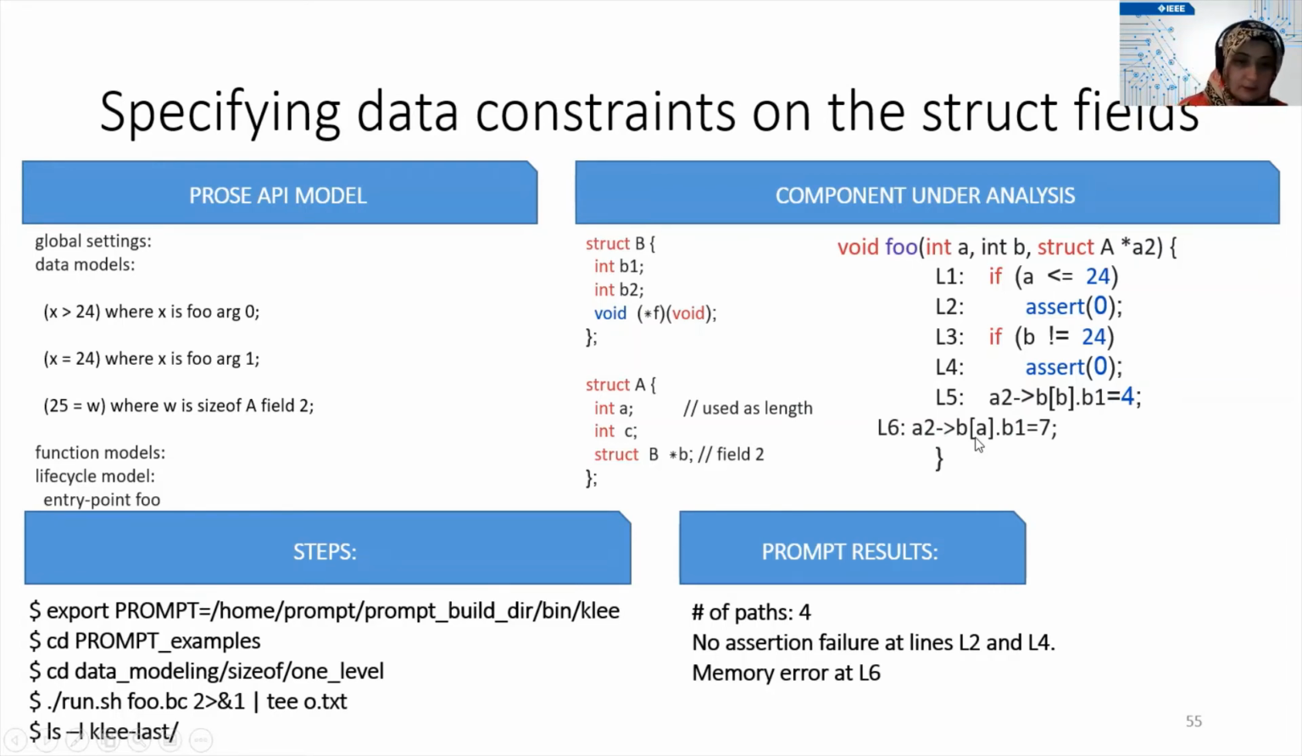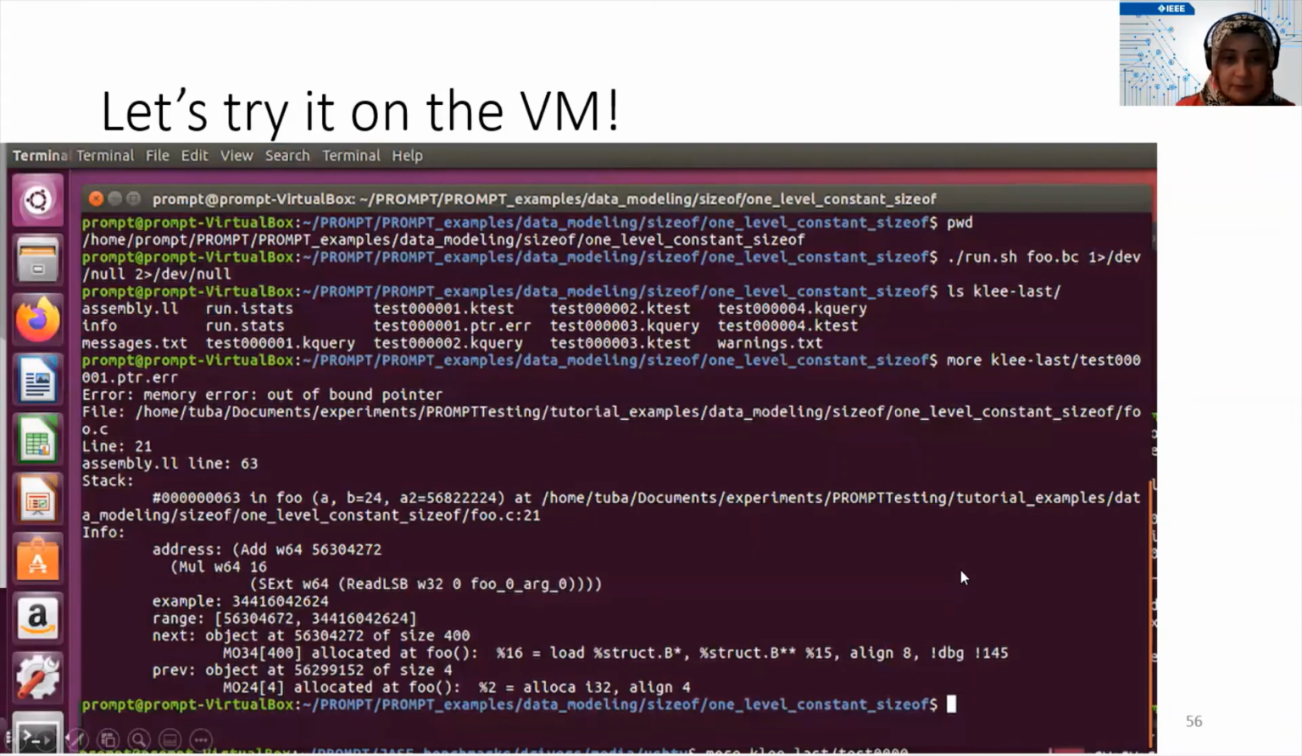If you go to the size-of directory and then the one-level subdirectory, you can reproduce this example. And as you see, we have a pointer error involving the first argument of function foo.